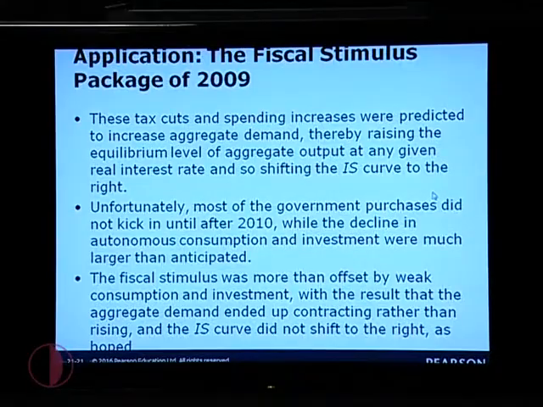But what happened was that the tax cuts and spending increases were predicted to increase aggregate demand, thereby raising the equilibrium level of aggregate output at any given real interest rate, and so shifting the IS curve to the right. Unfortunately, most of the government purchases did not kick in until after 2010, while the declines in autonomous consumption and investment were much larger than anticipated. This fiscal stimulus was more than offset by weak consumption and investment, with the result that aggregate demand ended up contracting rather than rising. The IS curve did not shift to the right as hoped.